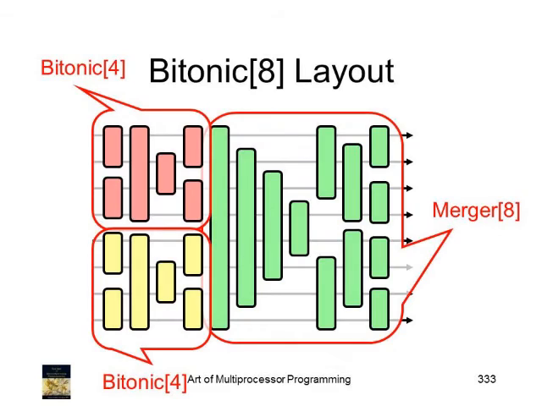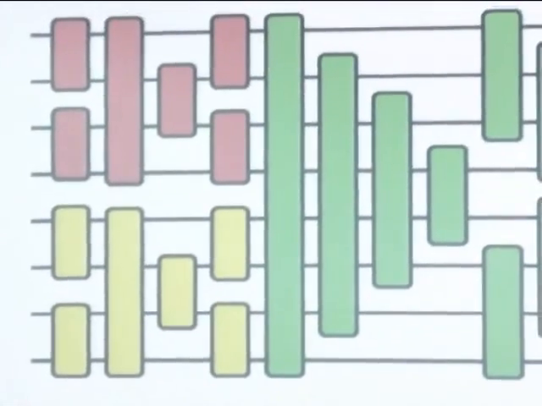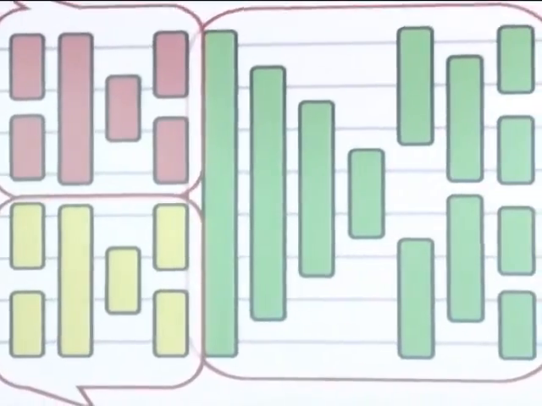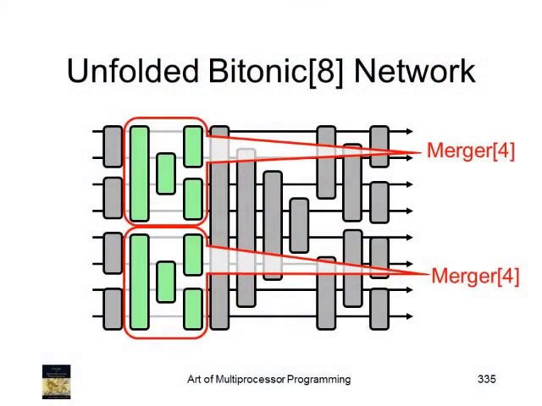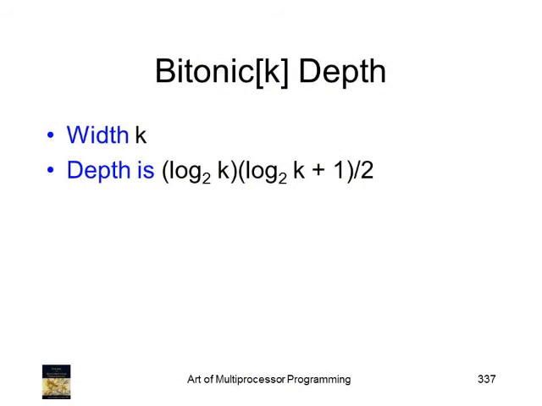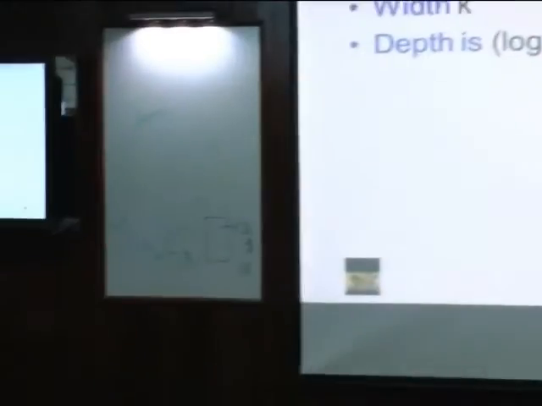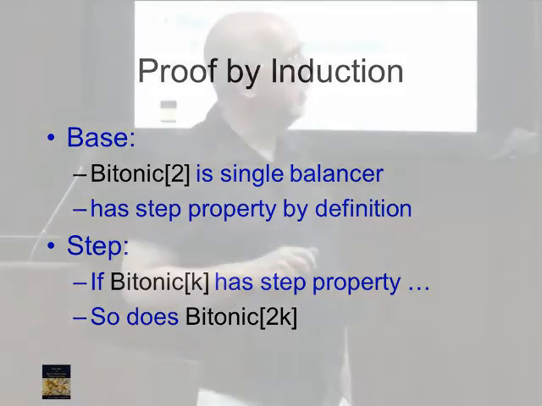This is what the bitonic 8 looks like. Here we have 2 copies of the 4-wide. This is the merger network. We can unfold this. So here we have, and in fact, it's mergers all the way down once we unfold it. This is the depth, basically log squared k. How do we know this works? Well, let's argue by induction.